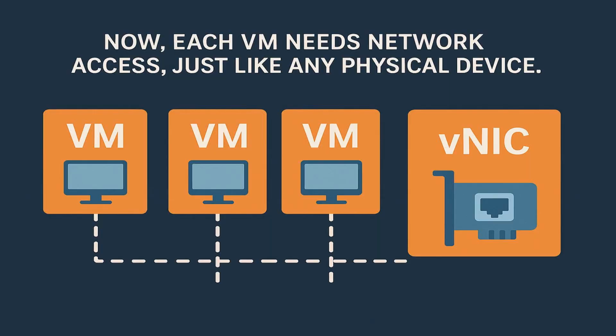Now, each VM needs network access, just like any physical device. That's where vNICs, or virtual network interface cards, come in. A vNIC is a virtual version of the physical NIC in a computer. It lets the VM send and receive data on a network, as if it had its own physical network card.